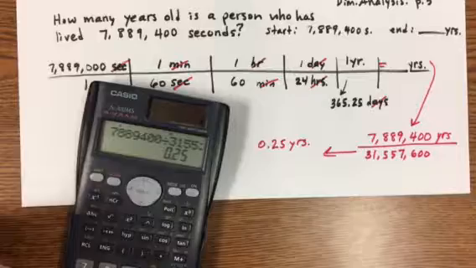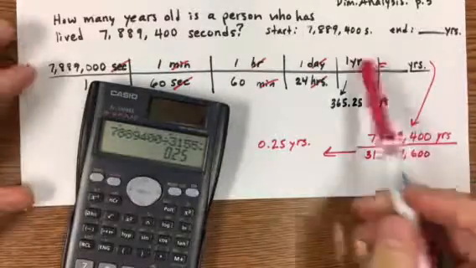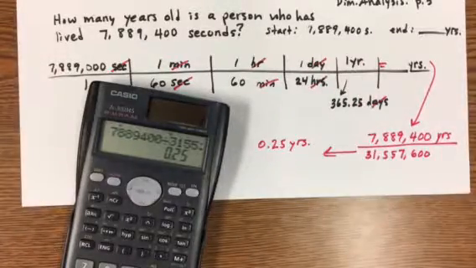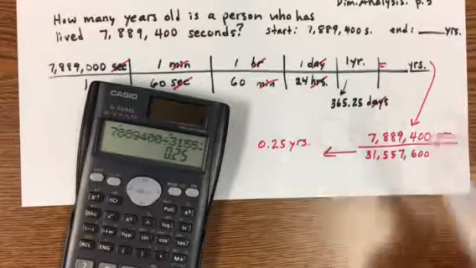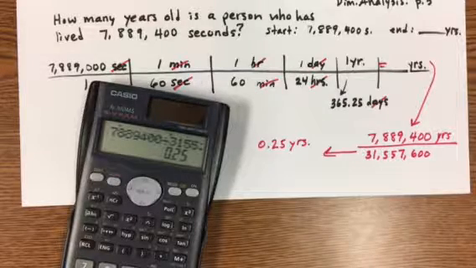That's how many years a person has been alive if they have lived for 7,889,400 seconds. So they're not even a full year old. They're 1/4 of a year old or 3 months old. And we could do a little conversion factor to make that too. Hope this is helpful.